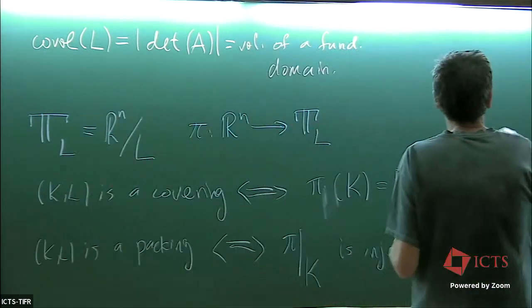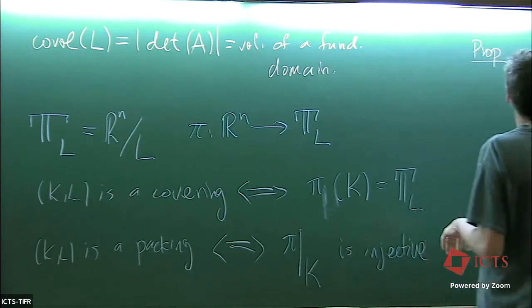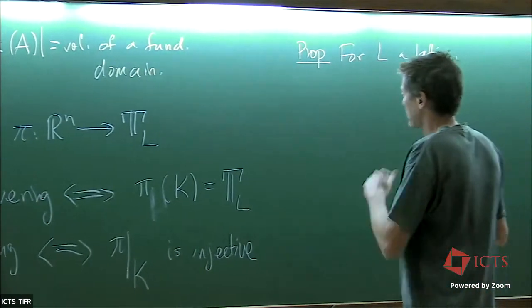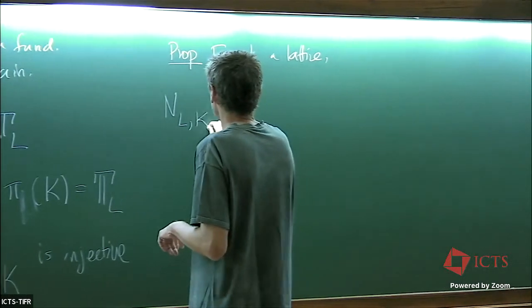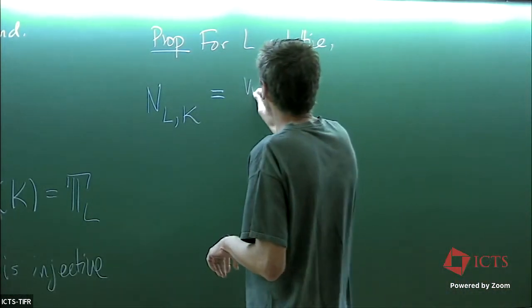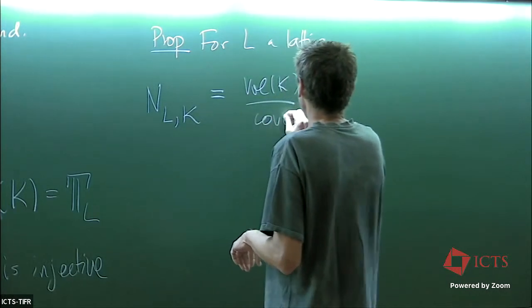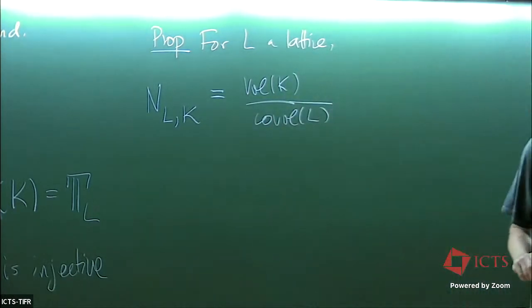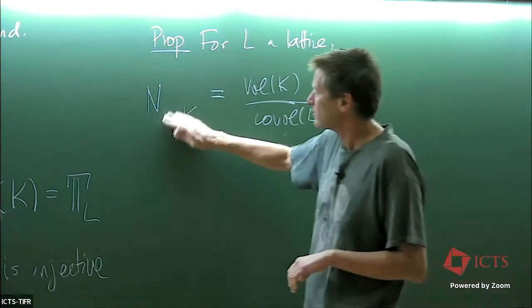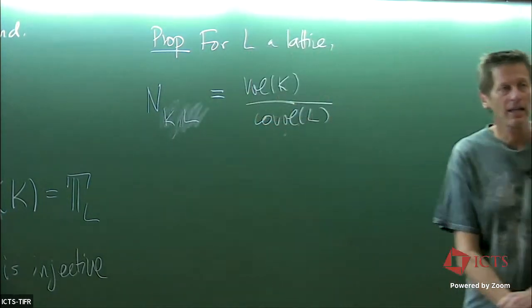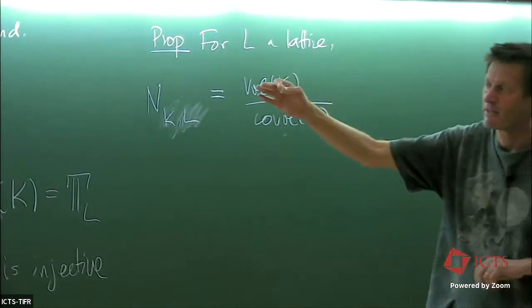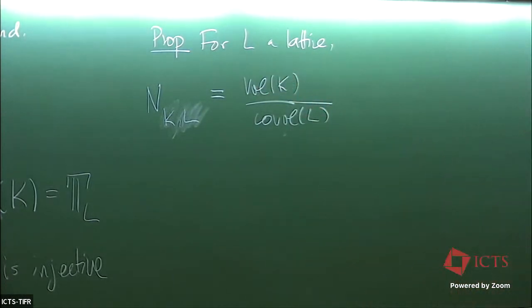So let's let proposition: for L a lattice, this number lnk, which I define as the average covering number, first of all, it exists, and it equals the volume of K divided by the co-volume of L. In particular, if L has co-volume 1, then this number is just the volume of K. So it's a good thing to remember that in interesting cases, this number is just the volume of K.